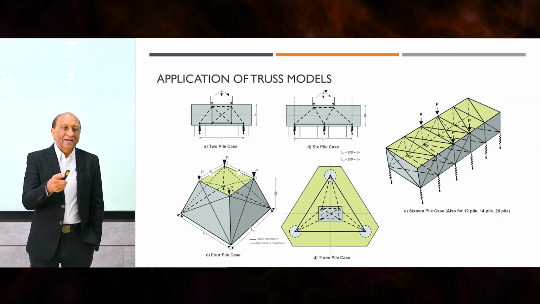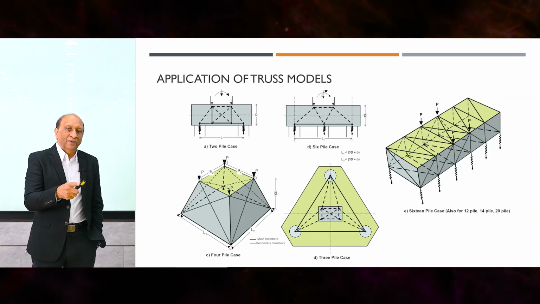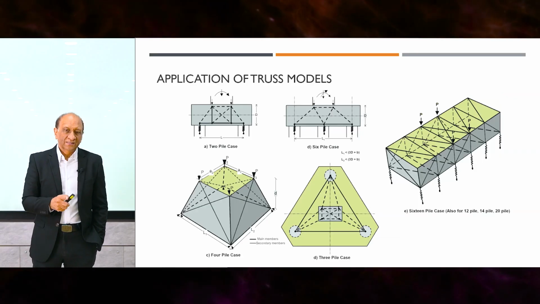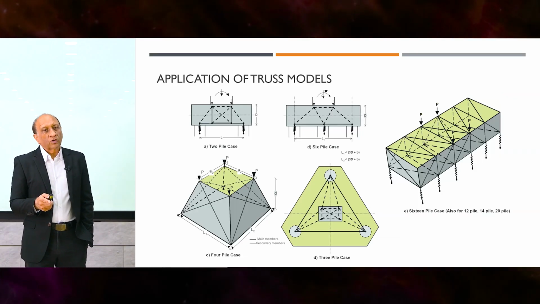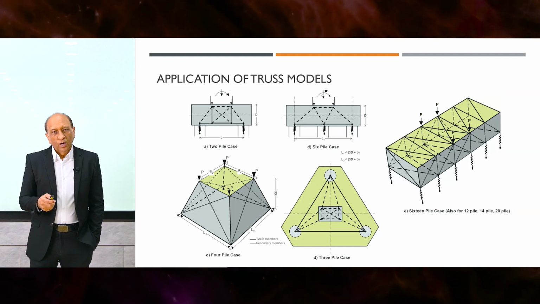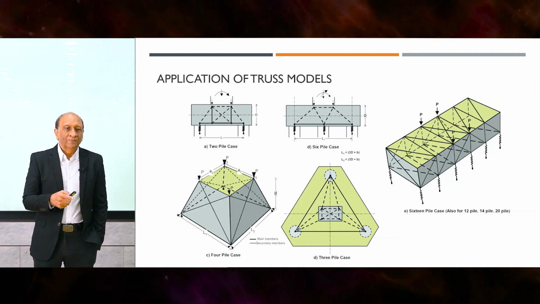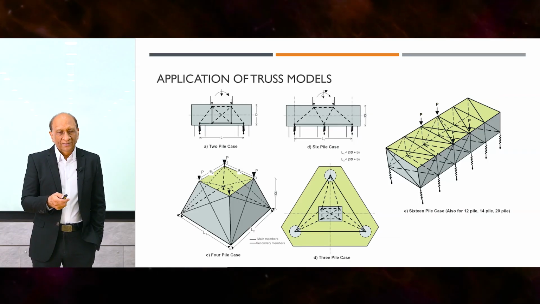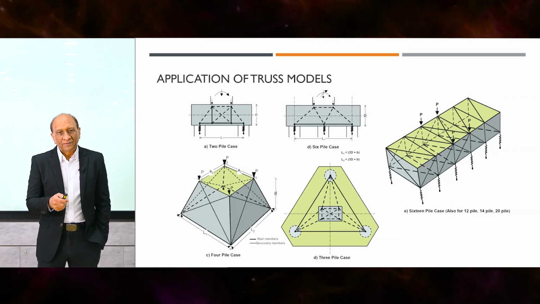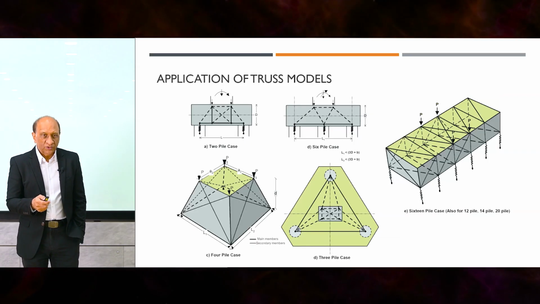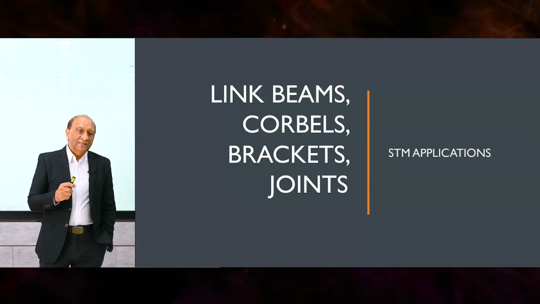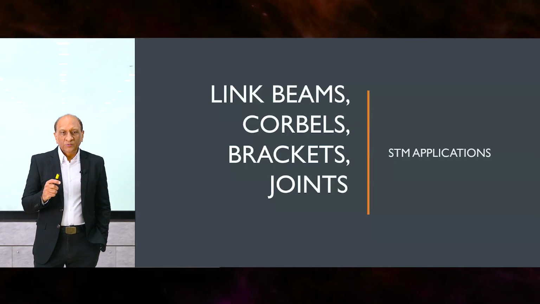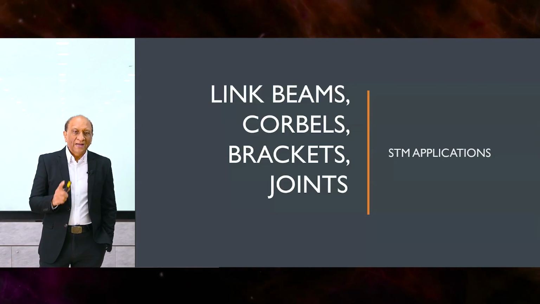And then you can expand that to 5 piles, 3 piles, 12 piles, whatever the case. So it can easily be expanded to cover more complicated configurations of the pile cap, not just the 4 pile cap on the single column case. So this is a major application of the space truss models, as you can see from here. Another application is link beams in tall buildings, especially for earthquakes, corbels, brackets, and joints.